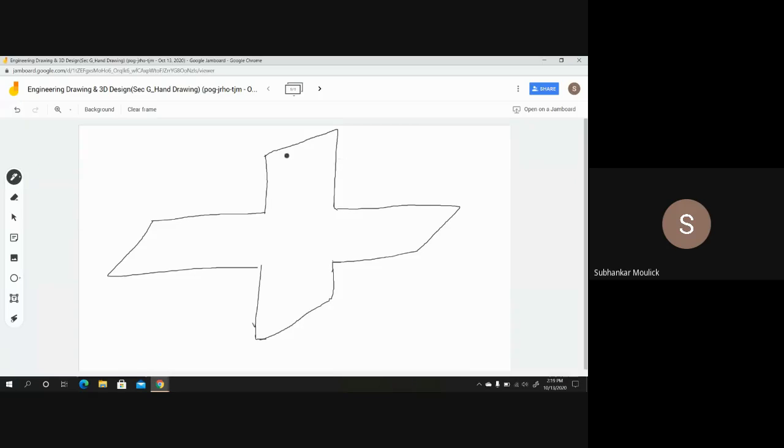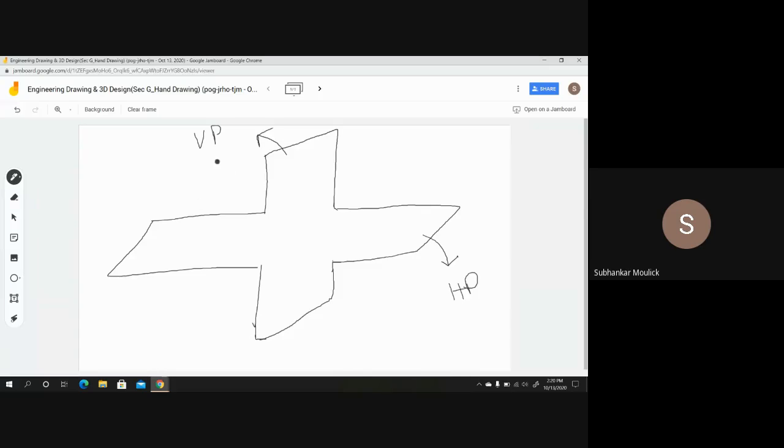So in the last class, I told you that this is my vertical plane, denoted by the symbol VP, and this is the horizontal plane, denoted by the symbol HP. So if any object is placed in the first quadrant, what do we call it? We can say that my object is situated above the horizontal plane and in front of the vertical plane.